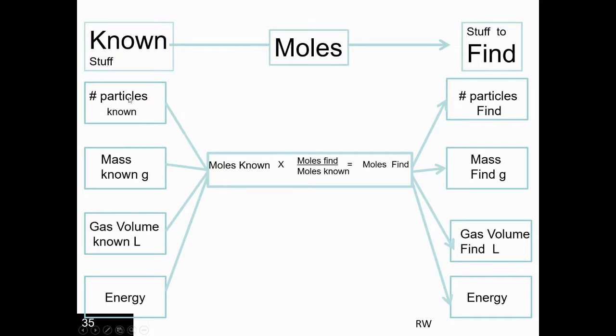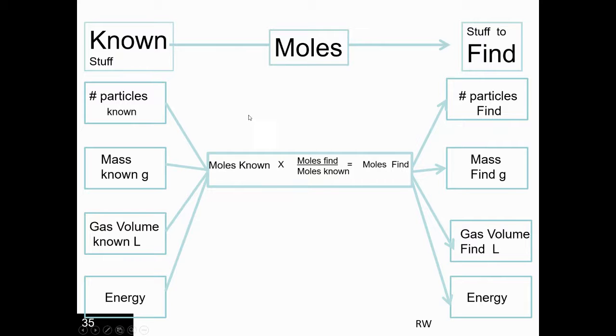Once you have one of these things, you convert it to moles of the known. Then you use this mole over mole ratio with the moles of the chemical you're trying to find in the numerator and the moles of the known in the denominator. Then the moles of the known will cancel, and you get moles of the chemical that you want to find. And then there's another step which will show you how to convert those moles either to particles, to mass, to gas volume, or energy of the other chemical.